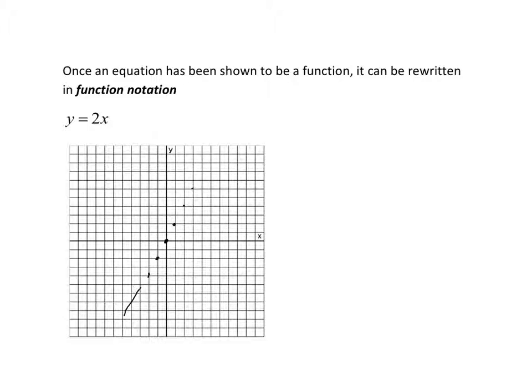So I'm going to draw that graph. And now I'm going to decide if it's a function or not. I'm going to use the vertical line test. So I'm going to imagine a vertical line going from left to right. It only touches the line at one point as it goes across the whole line. So this is a function.